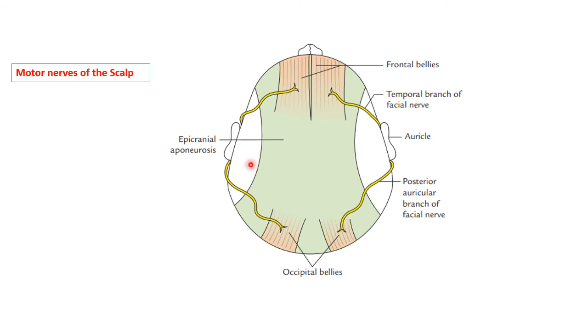The scalp on each side of the midline is supplied by two motor nerves. One motor nerve in front of the ear and the other motor nerve behind the ear. Both of these are branches of the facial nerve. The nerve in front of the ear is the temporal branch of the facial nerve. It supplies the frontal belly of the occipitofrontalis. The nerve behind the ear is the posterior auricular branch of the facial nerve. It supplies the occipital belly of the occipitofrontalis.